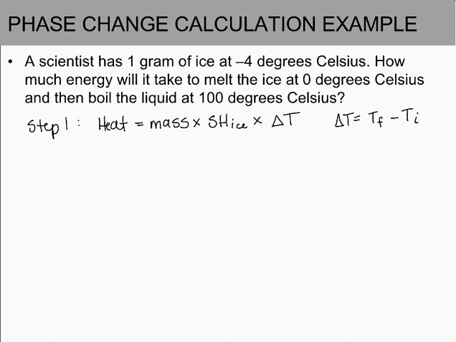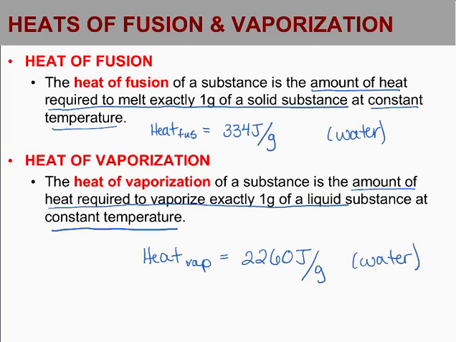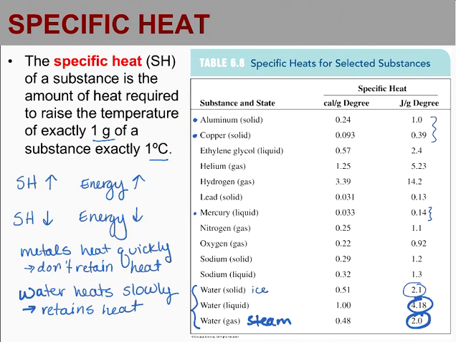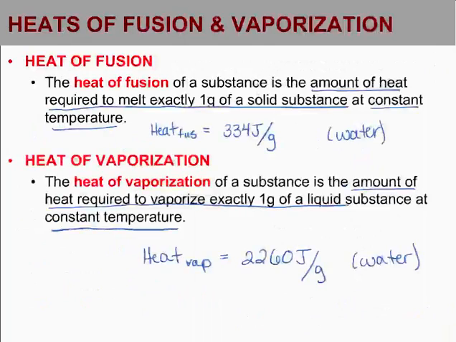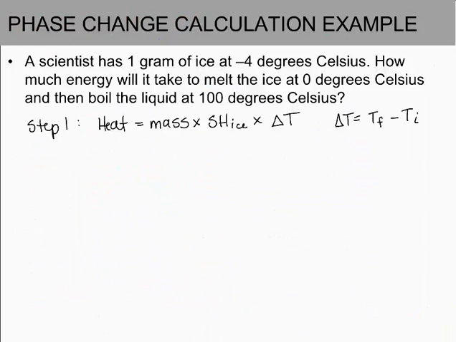Okay, so from earlier, let's go back a ways and look up the specific heat of ice. At the bottom of the chart, we can see that solid water has a specific heat of 2.1 joules per gram degrees Celsius. Okay, great. So let's go back and we'll plug that in.